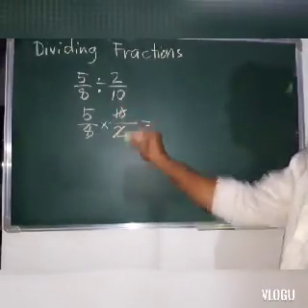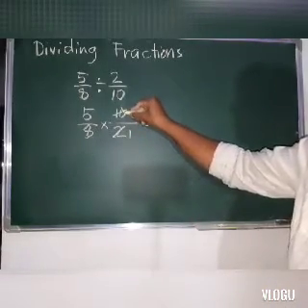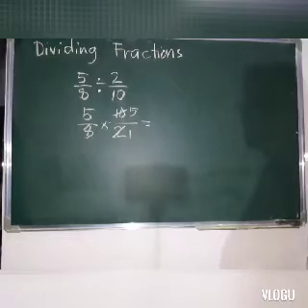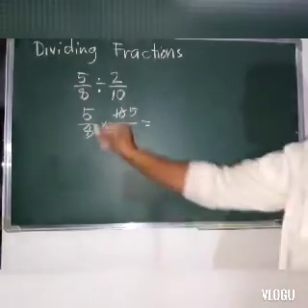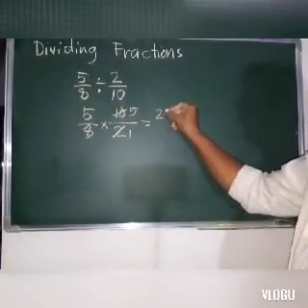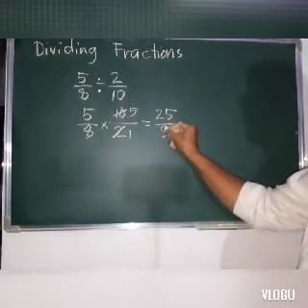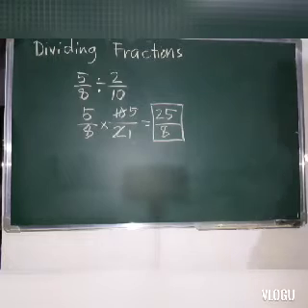10 and 2 divisible by 2. So 2 divided by 2, 1. 10 divided by 2, 5. So no more. So it cannot be, it cannot be. So that is the lowest term. 5 times 5, 25. All over 1 times 8 is 8. So this is our answer in improper fraction.